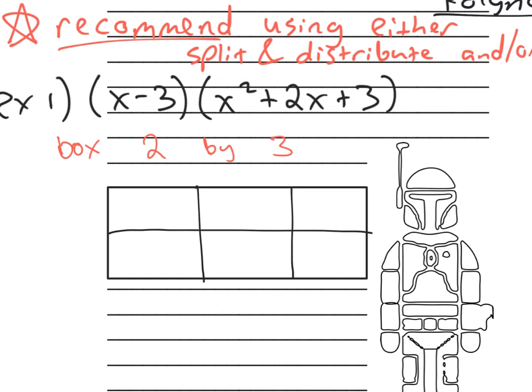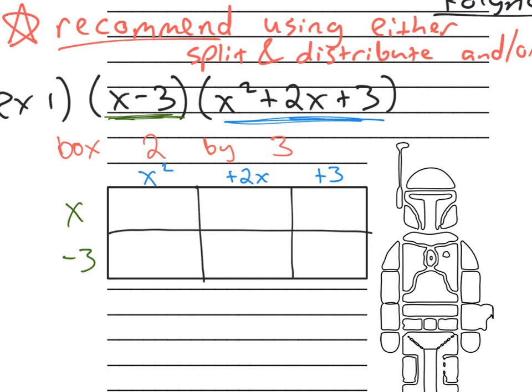Now we are forced to put what polynomial on top, the trinomial or the binomial? The trinomial, because it has 3 terms, so we're going to put it on top here. That's the only place it fits. X squared plus 2x plus 3. That means the side will be built from the binomial here. X and minus 3. All right, now we're going to find the area of every box here.